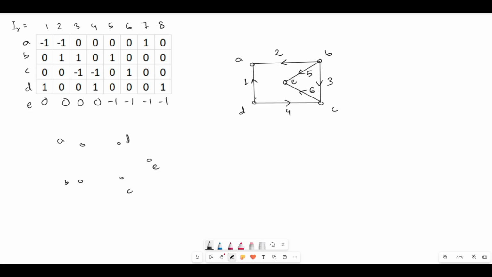Then 7 is between A and E, again in this direction. So this is 7. And the 8th one is between D and E. It is like this, moving towards E. So this is the required graph which we have determined from the reduced incidence matrix.